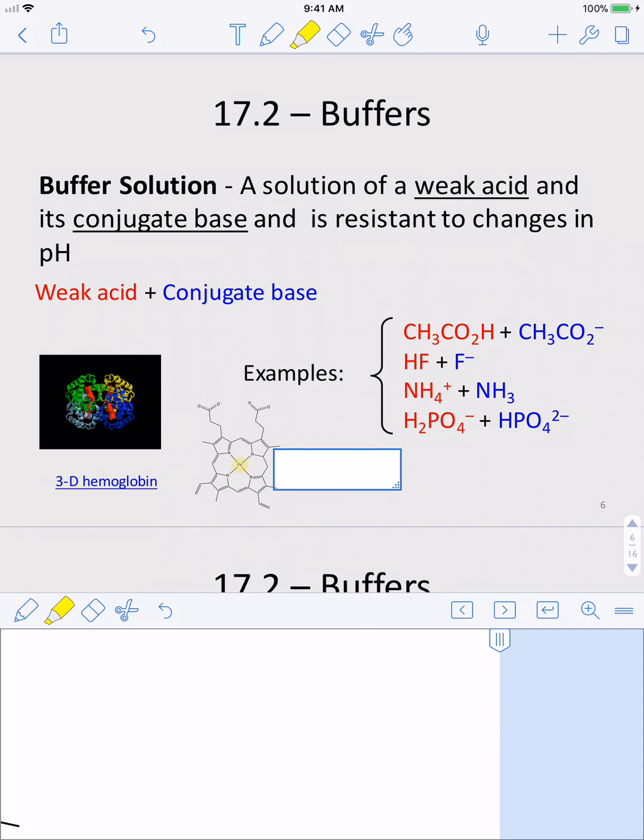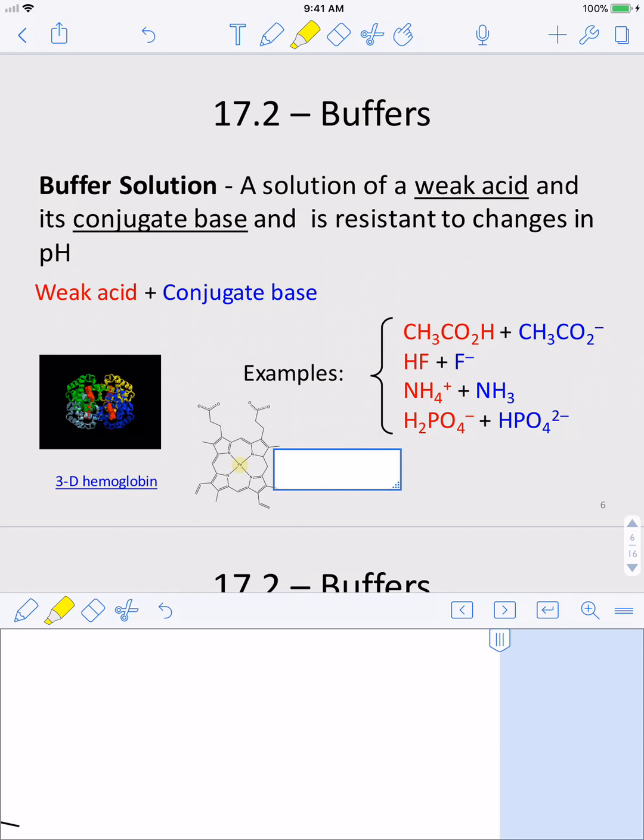and by lowering the pH to 7.2 with lactic acid, the affinity of this heme group to bind oxygen is decreased, and then it releases the oxygen to the muscle where it's needed. And this is called the Bohr effect. It's not after Niels Bohr, it's after Christian Bohr, but it's based on the pH and the partial pressure.